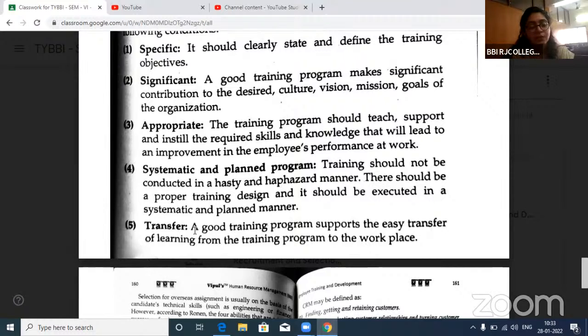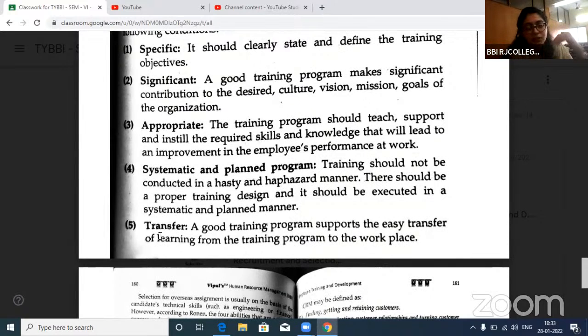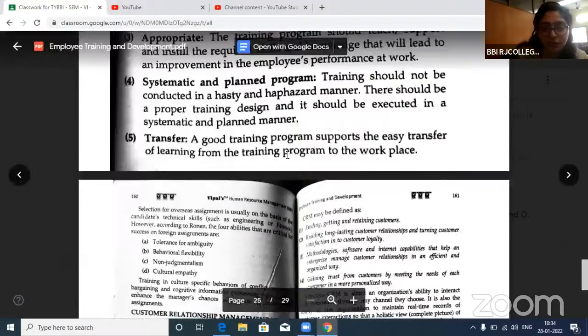efficiently. Why? Because you are given training now on how to do the job. You know how efficiently you should perform. The training is already given. Now you need to transfer all your knowledge that you gained in the training to your workplace. So the actual performance of whatever you learned in the training, okay, that is known as transfer.